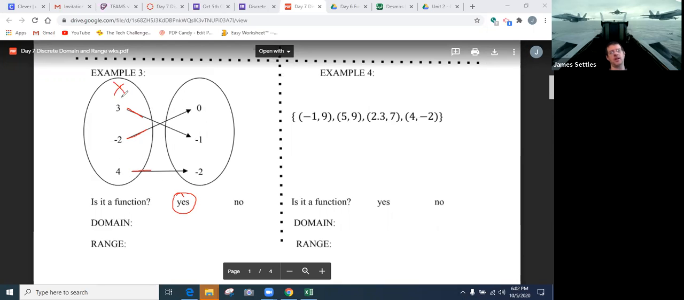Now for the domain, we're just listing out those x's right there. So 3, -2, and 4. And then for the range, we got 0, -1, and -2. All right. So that's it right there.